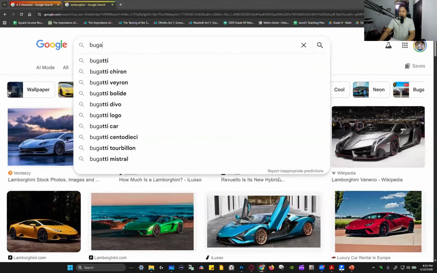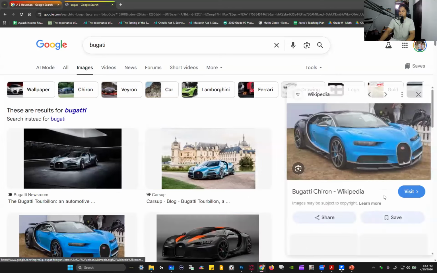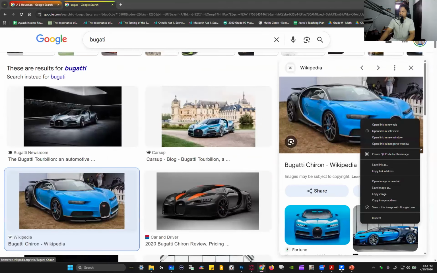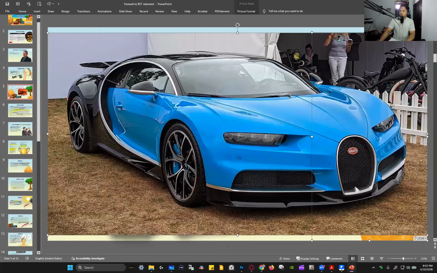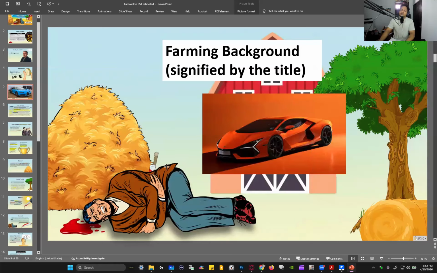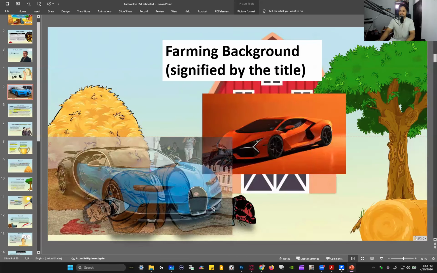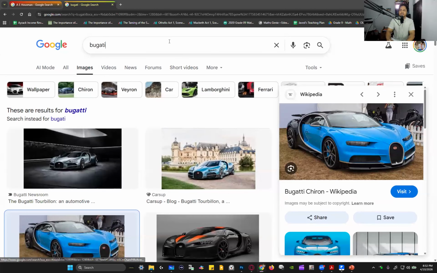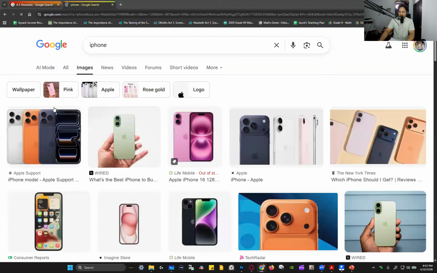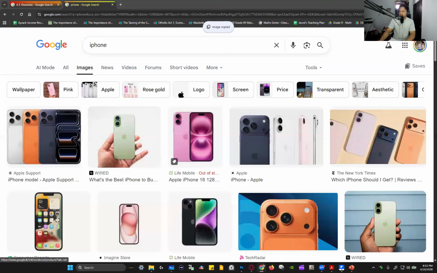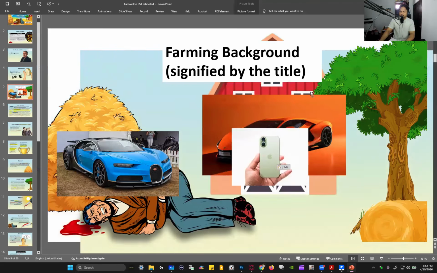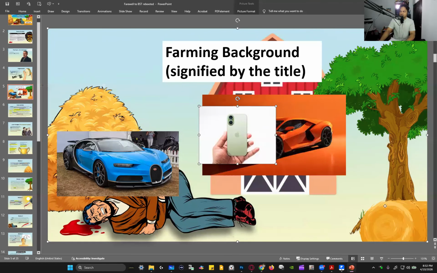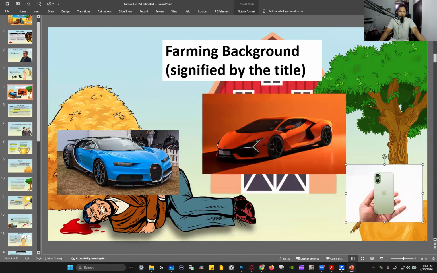If he says farewell to Lamborghini, Bugatti, farewell to iPhone, then will his life be a simple life? What do you think? Impossible, right? If he says farewell to Lamborghini, Bugatti, iPhone, can you call his life a simple life? Never, right?